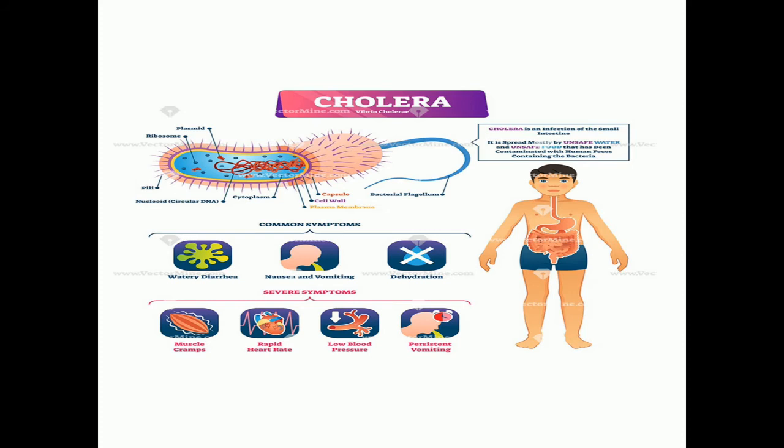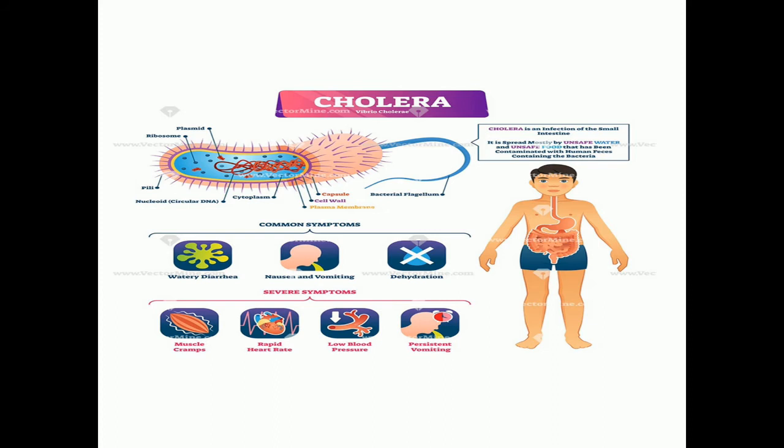The World Health Organization reports that there are 1.3 million to 4 million cases each year. That means there are lots of cases of cholera. The disease is most common in places with poor sanitation, crowding, war, and famine.